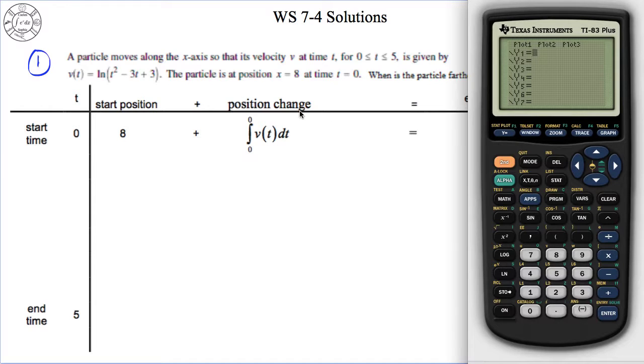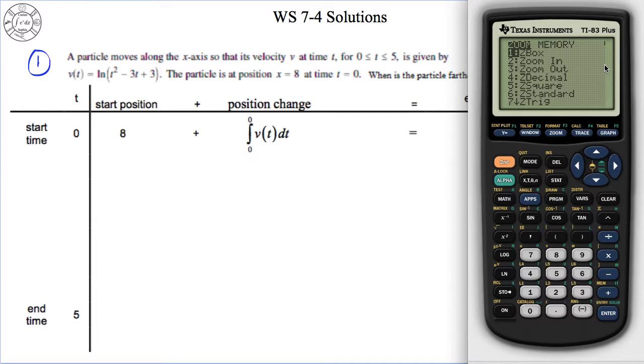And this is the same thing from our notes, so hopefully you already have this entered. So this is going to be natural log of x squared minus 3x plus 3. And the window is going to be from 0 to 5, but I like going from -1 to 6 because I'll get to see the entire window. And then I'm going to zoom 0, so zoom to make sure that everything is fitting.